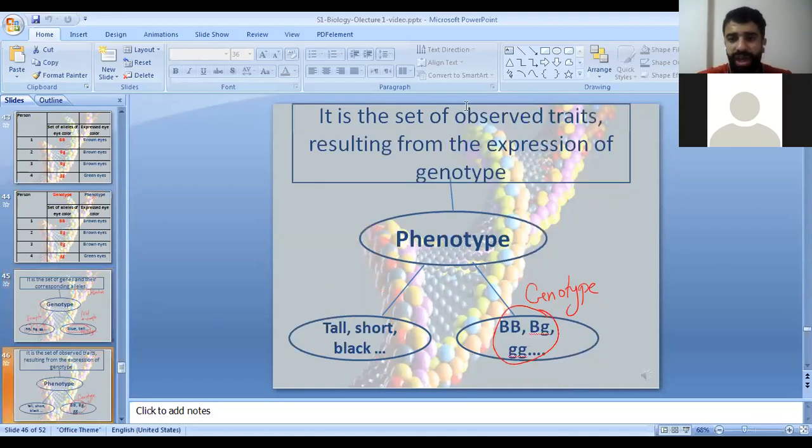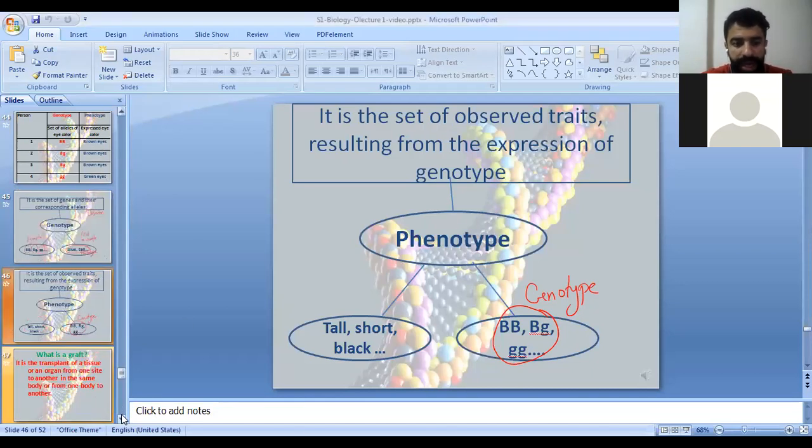Whereas the definition of phenotype: it's the set of observed traits resulting from the expression of the genotype. Examples of phenotype: tall, short, black. And genotype is a non-example: BB, BG, GG, and so on. So that is the difference between phenotype and genotype.